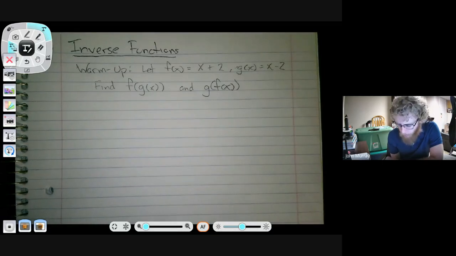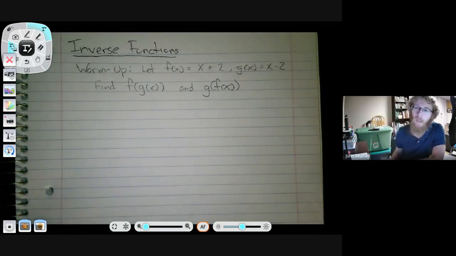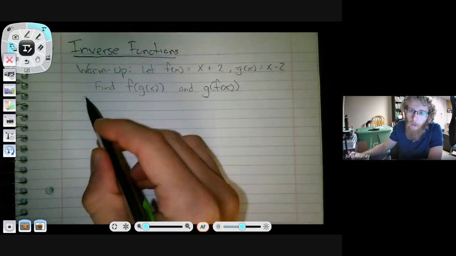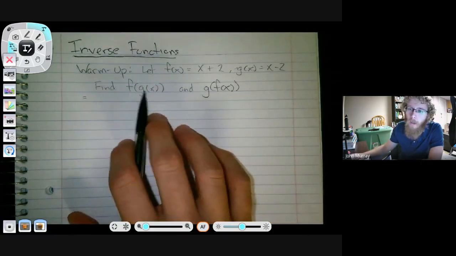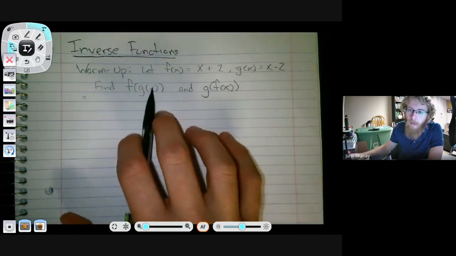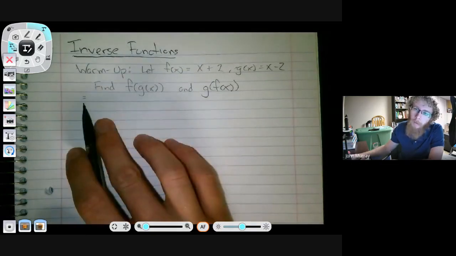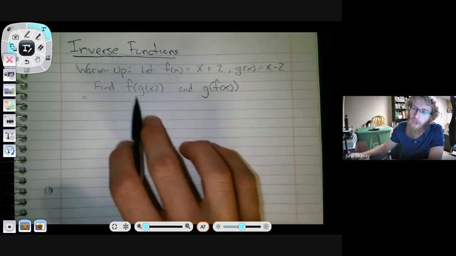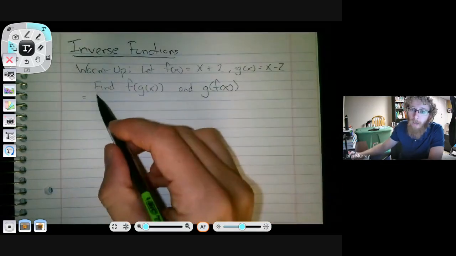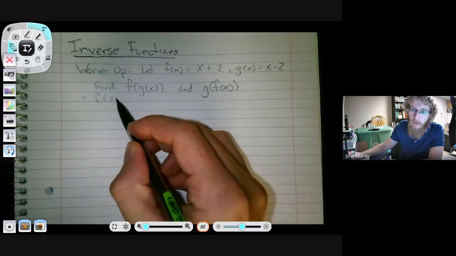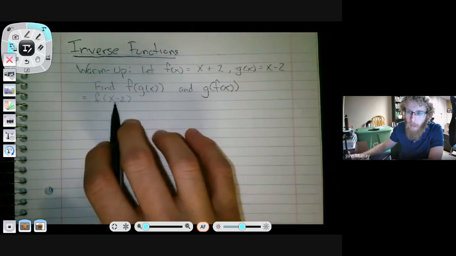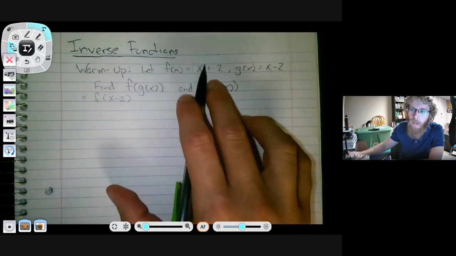So I wanted you to find two composite functions. First f of g of x, and then flip it to g of f of x. Let's go over that real quick. For our first one, remember the way we were doing it in class: you're going to replace the inside. If you had a number here, you would plug it in right away. But if you don't have a number, you're going to replace g of x with what it actually is. So you're going to have f of x minus 2. This is telling you that you're plugging in x minus 2 into the x up here.